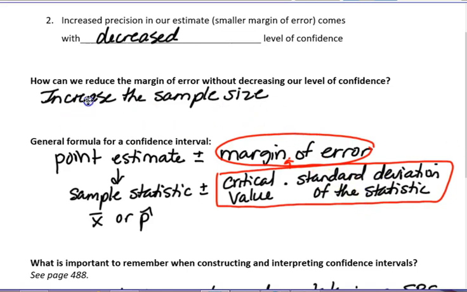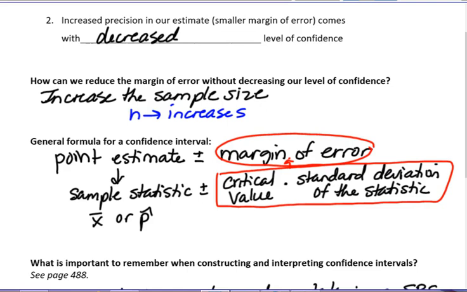We noticed that as we increased the sample size, we could reduce the margin of error. Why does that work? Why does increasing the sample size reduce the margin of error? So remember, the sample size is denoted by n. So as n increases, let's think about the margin of error.